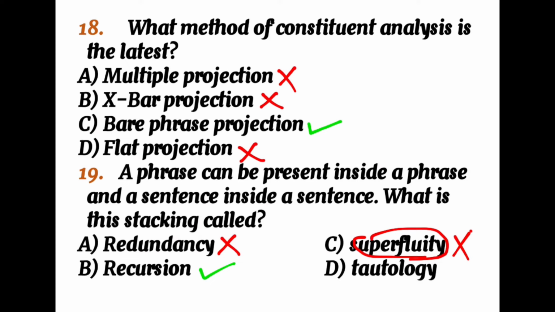Tautology is a bit similar to redundancy, but it is on the sentence level. For example, if I say he has been killed and he is dead, then if I say he has been killed, it automatically means that he is dead. So there is no need to say he is dead. That is tautology. So there is no reason to choose it.